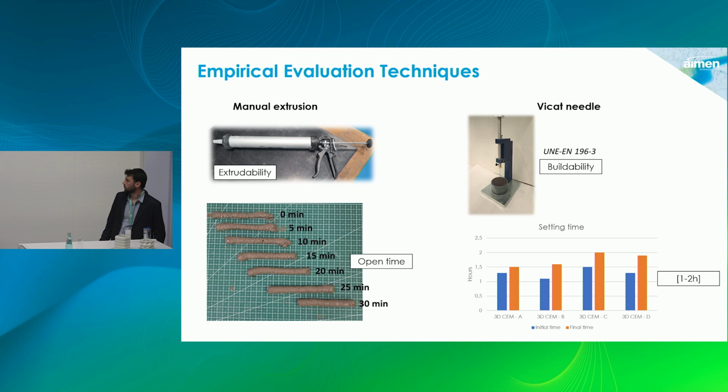The other technique is the Vicat needle. With this Vicat needle, you can establish the setting time of the cements. This is according to a standard, and in the case of 3D printing, you have to adapt the test. And you can obtain the setting time, which is not the same as the open time. The setting time is more related to the buildability, and is when your cement has enough consistency to support the weight of the upper layers. And in the case of these 3D cements, you need at least between 1 and 2 hours of setting time.